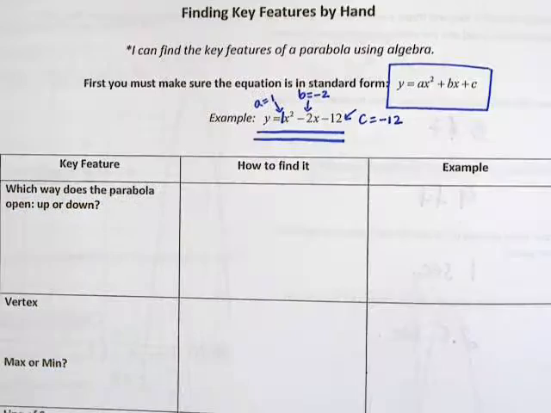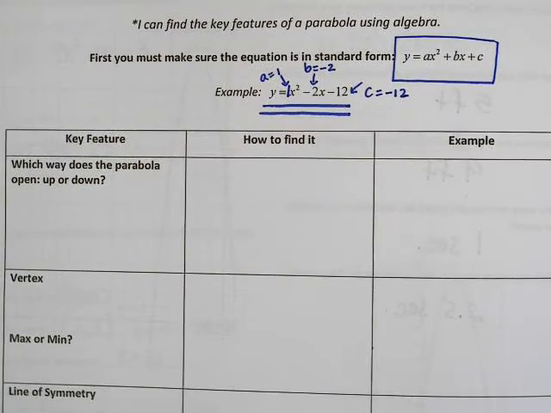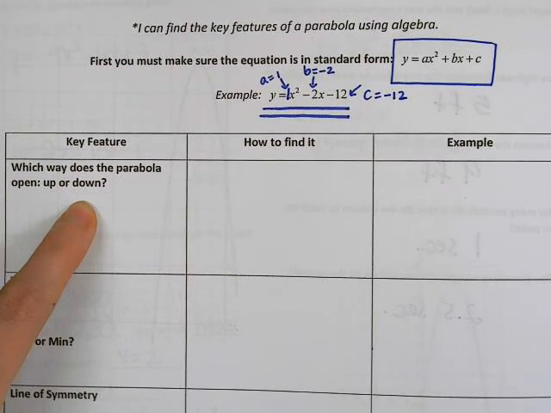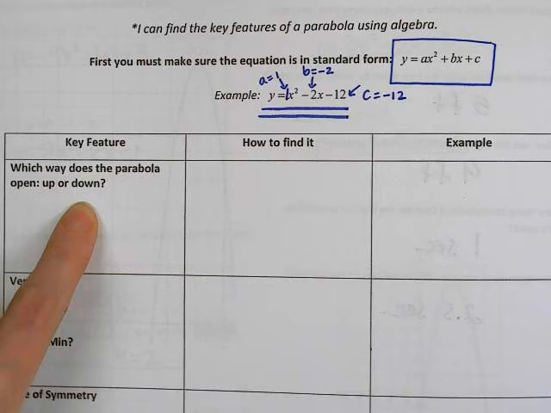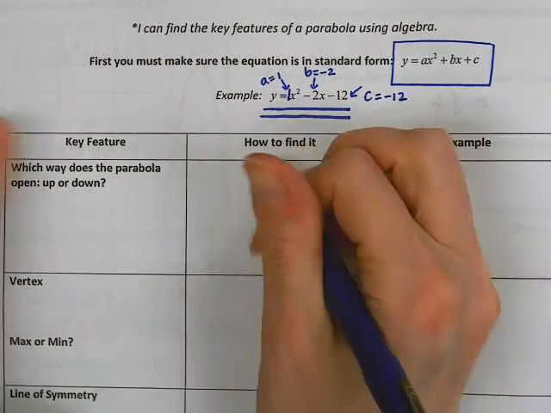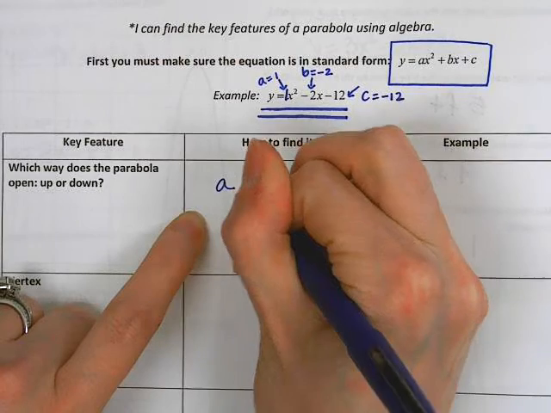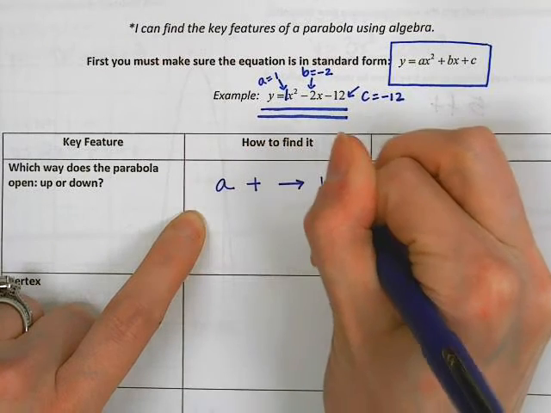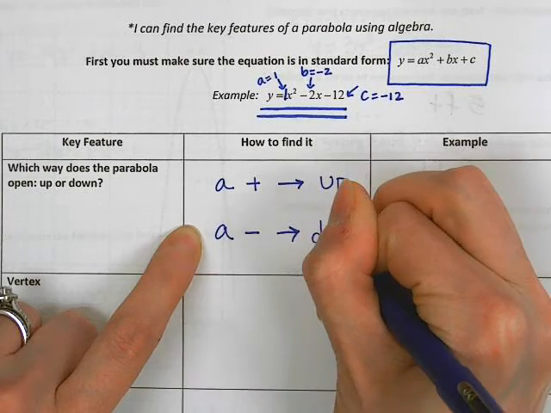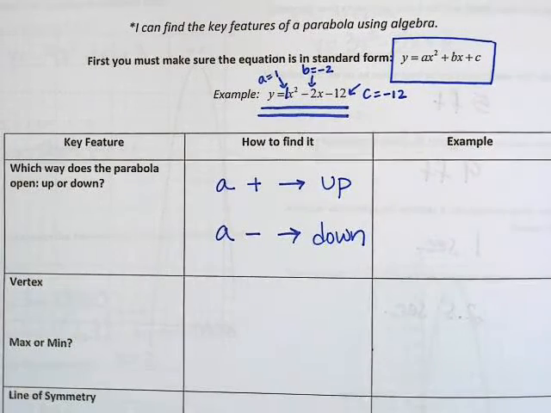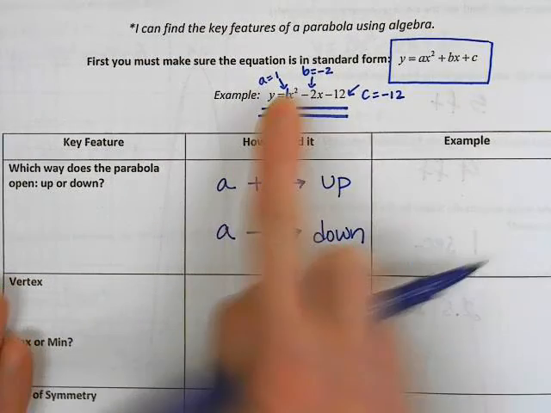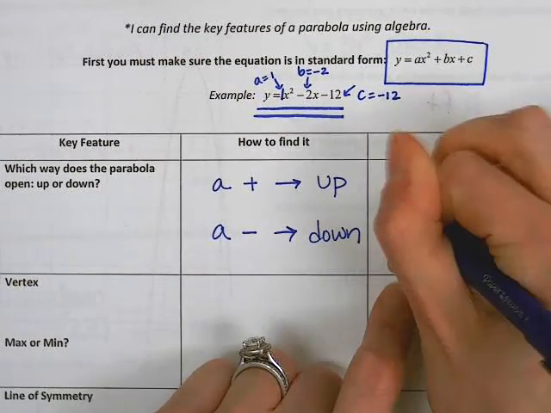Let's go over how to do this by hand. Which way does the parabola open, up or down? Usually you would just look at a graph and see, but we don't have a graph. If a is positive, that means it opens up. If a is negative, that means it opens down. What would you say for our example? If a is positive 1, then it will open up.